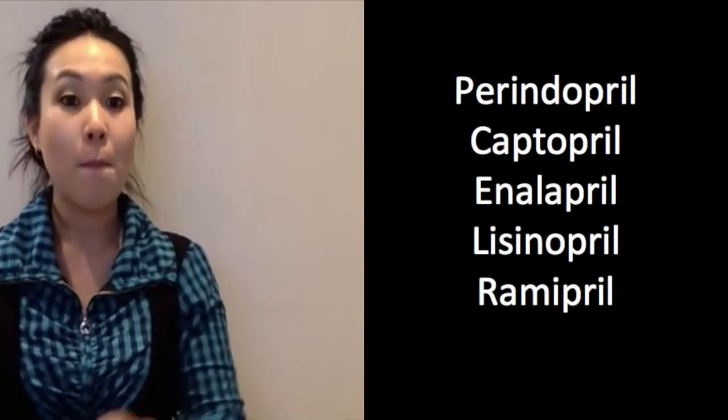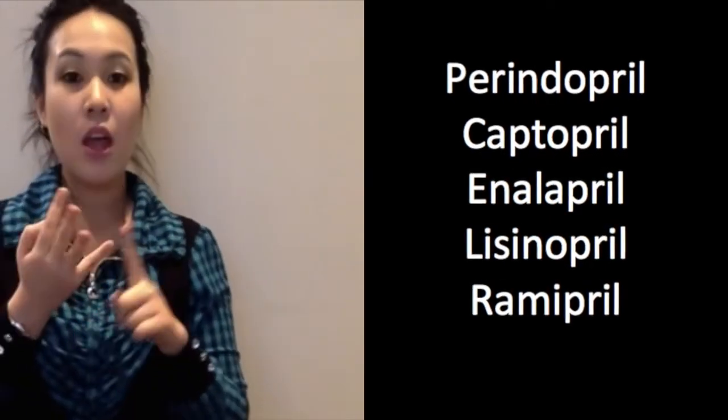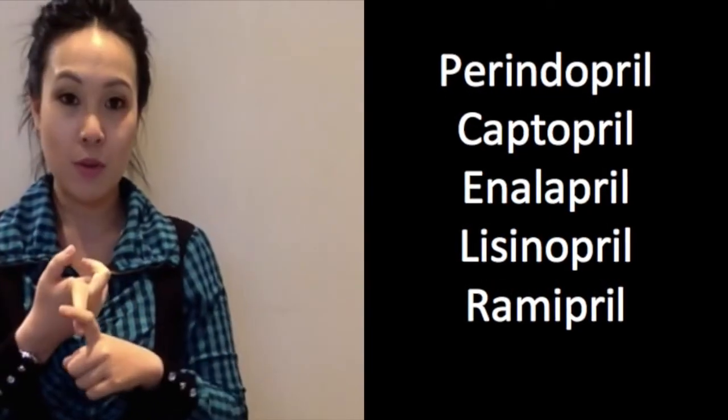The most frequently prescribed ACE inhibitors include perindopril, captopril, enalapril, lisinopril, and ramipril. There are numerous ACE inhibitors, however, three distinct groups are sulfhydryl-containing agents such as captopril, phosphoric acid derivatives, for example, fosinopril, and non-sulfhydryl-containing agents.